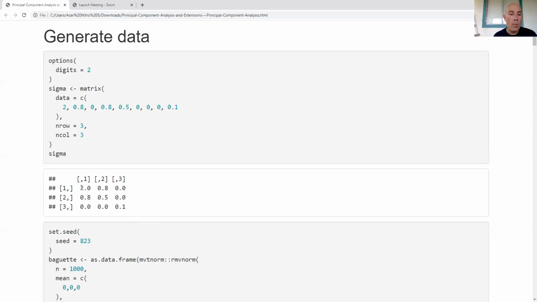So you can see that with this matrix, I have 2, 0.8, 0.5, and then I have a 0.1. This is saying that the variance of column 1 is 2. The variance of column 2 is 0.5. The variance of column 3 is 0.1. Now, the off-diagonal entries are the covariances. So we know that column 1 and column 2 have a covariance, not correlation, covariance. They're related, but they're different. There's a covariance of 0.8. Now, I have a covariance of 0 between column 1 and column 3, and a covariance of 0 between column 2 and column 3. So this means that they're not correlated.